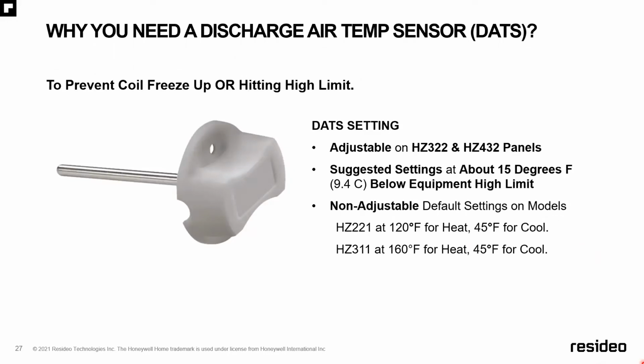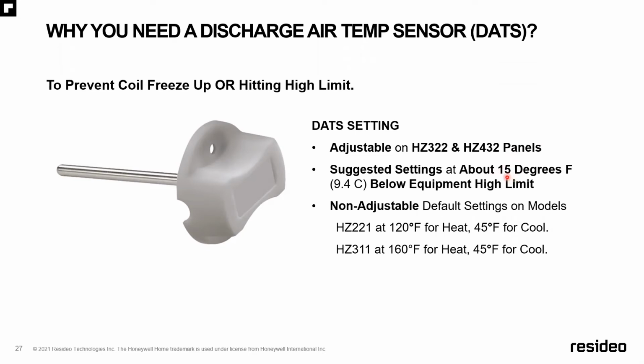Okay, so I'm going to highly encourage you to buy our kits from us that are going to have this discharge air temperature sensor. It's going to help keep the system from going into a coil freezing up or a high temperature lockout. As I mentioned earlier, these are adjustable on our 322 and our 432 panels, and we suggest you setting it about 15 degrees below the equipment high limit.